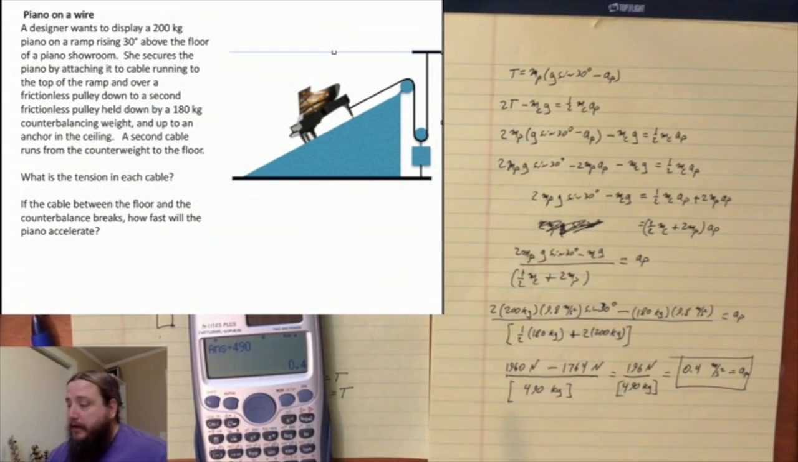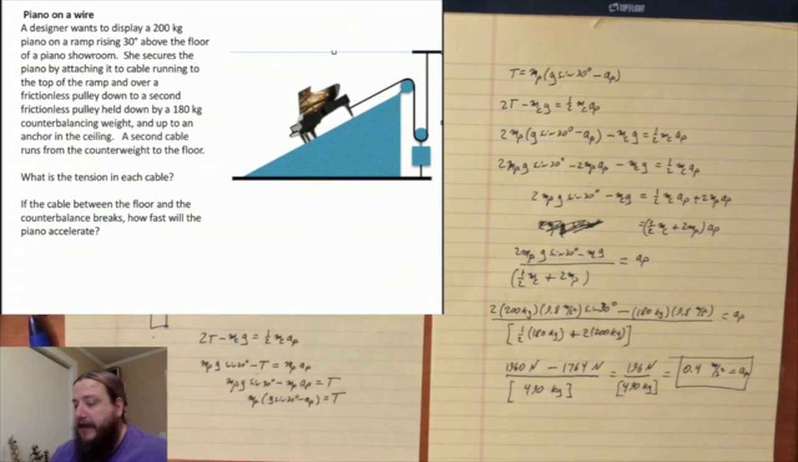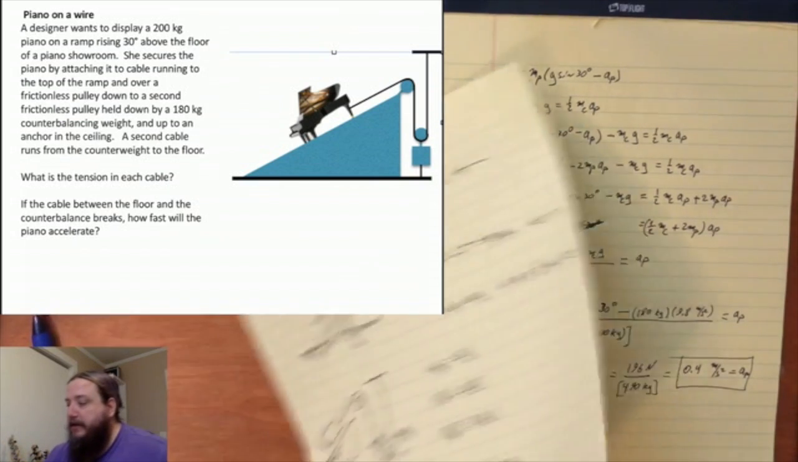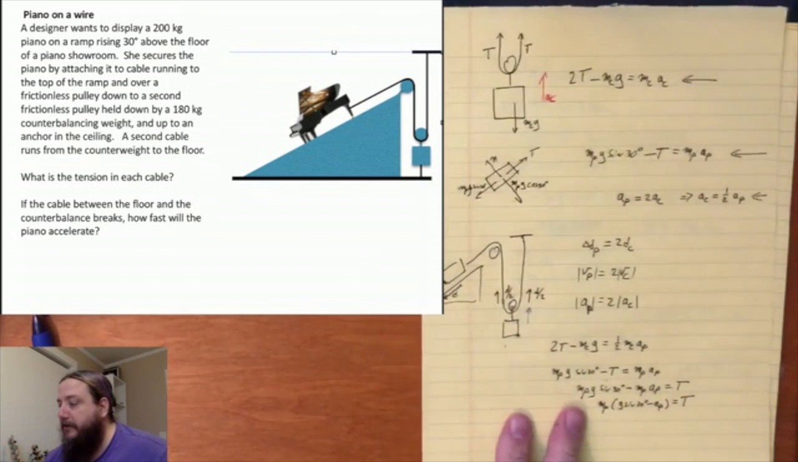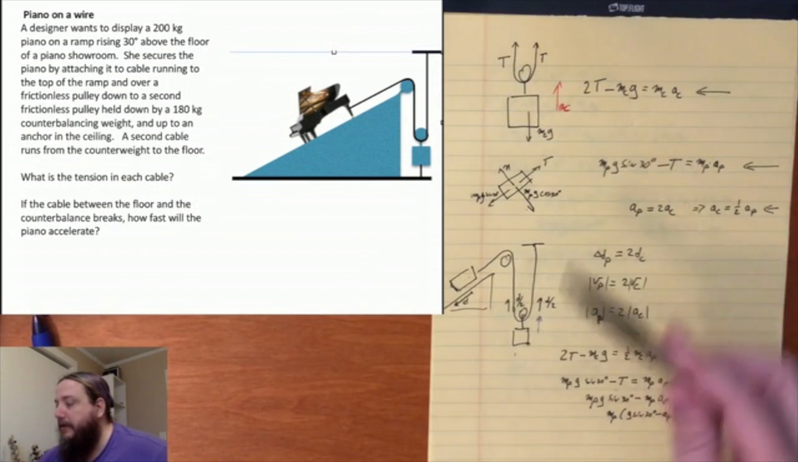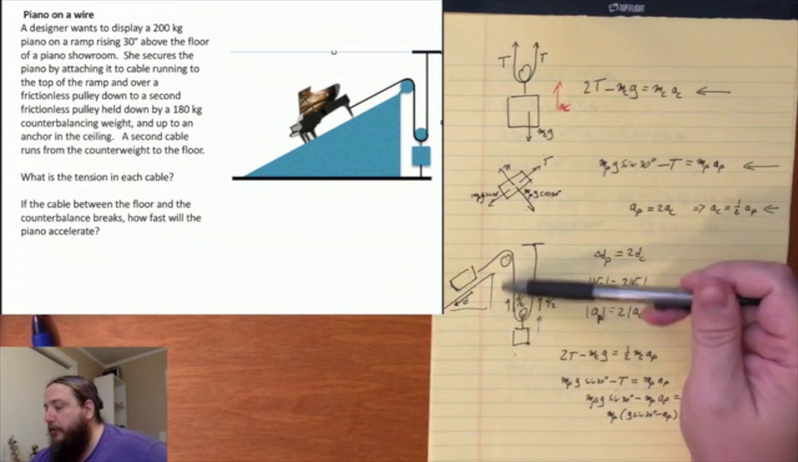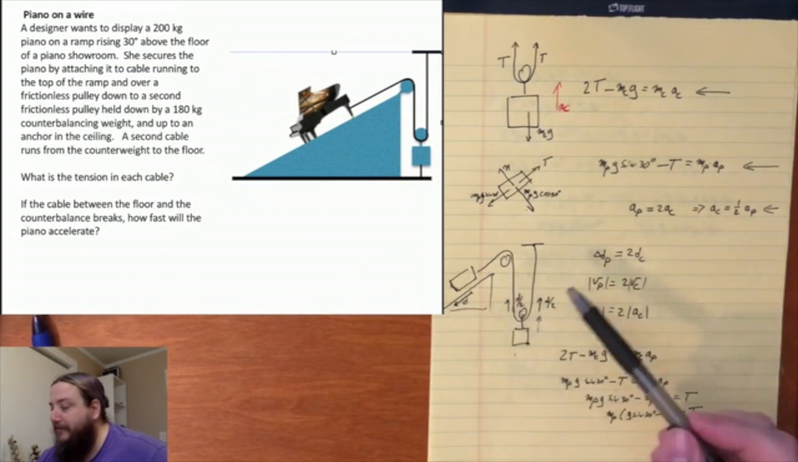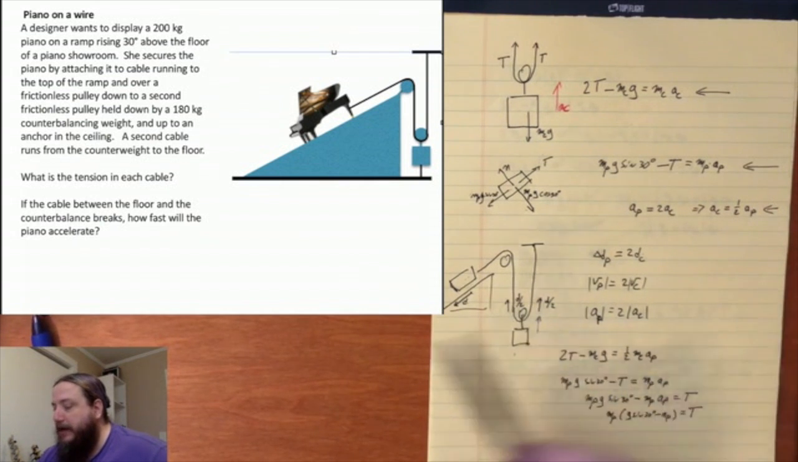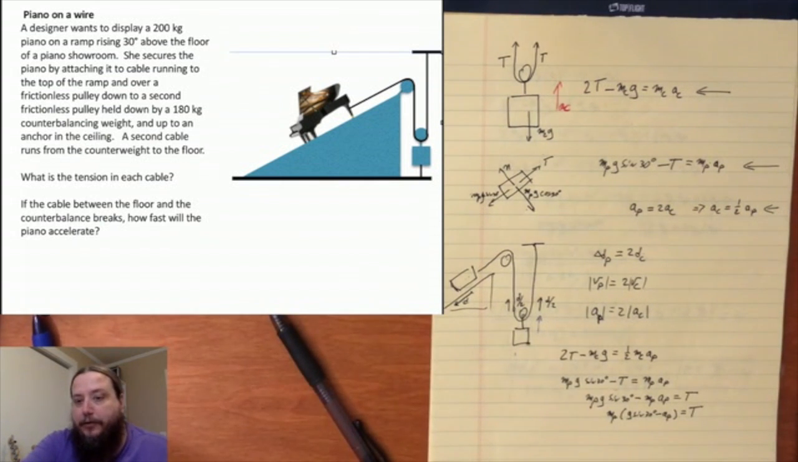All right, so a bit ugly, but the really important thing to remember is how it is that we related the acceleration of our two moving objects together. In this case we had to do it by realizing that the rope's length wasn't changing, so that if the piano moved a distance d, the counterweight had to move a distance d over 2.